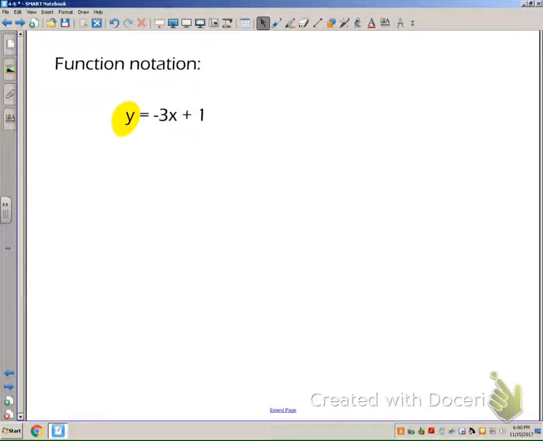Okay, so now I'm going to introduce you to what's called function notation. Up to this point, we've always said y is equal to -3x plus 1. And I remember when I got to college, seeing this. I probably had seen it somewhere along the way before then, but I forgot it or something. But I remember seeing my professors write f of x everywhere. And I'm like, what is f of x? Well, f of x is nothing more than a fancy way of writing y. It's just called function notation.